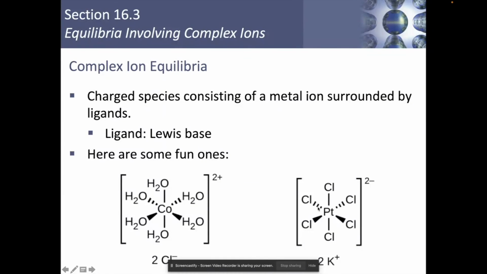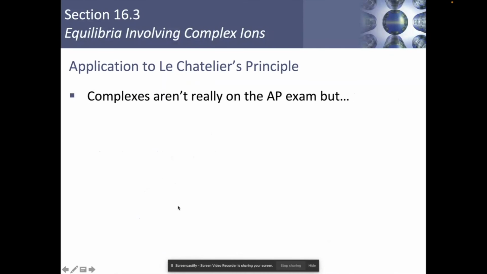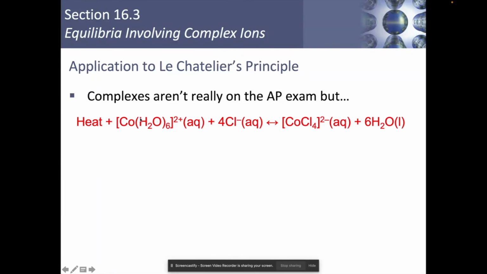All right. Most of the time when you dissolve a transition metal ion like this, it's going to end up with a complex ion forming. So you're going to end up with some sort of coordination complex. Now, here's the only thing I can think of that involves complex ions that they might ask about on the AP exam. And I think it's a really cool example, though.